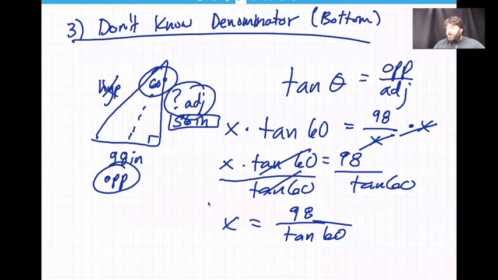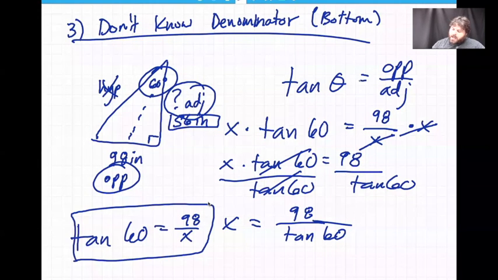Okay, now there is a shortcut here. All right, if you're in case 3 where you don't know the denominator, I have to rewrite it here. Tangent of 60 equals 98 over x. Notice how this became this. What do you notice there? It looks like the x was on the right, now it's on the left. The tan was on the right, now it's on the left. They sort of switch sides.